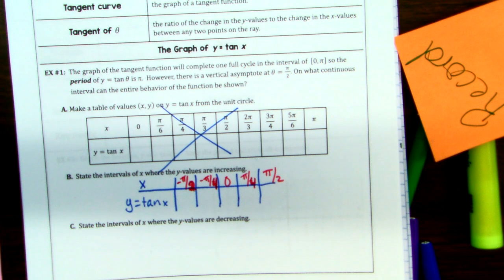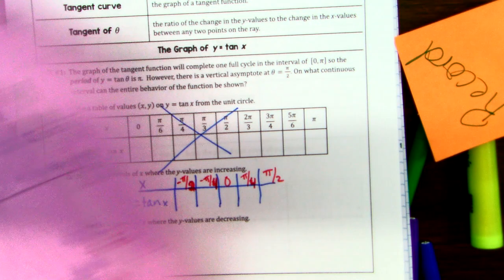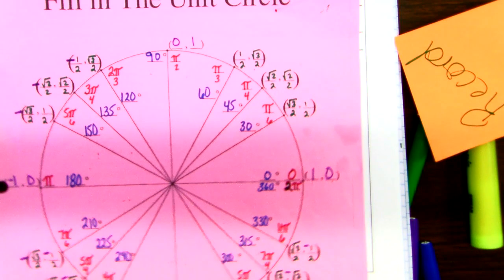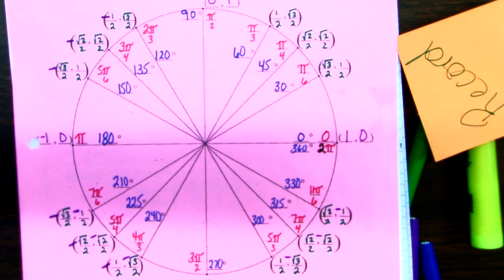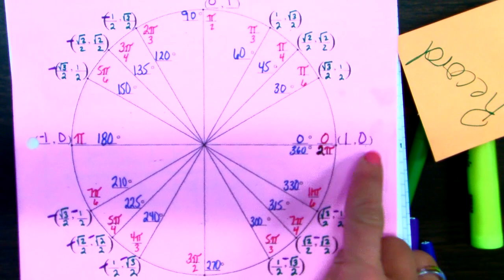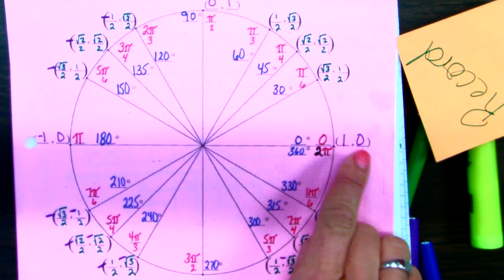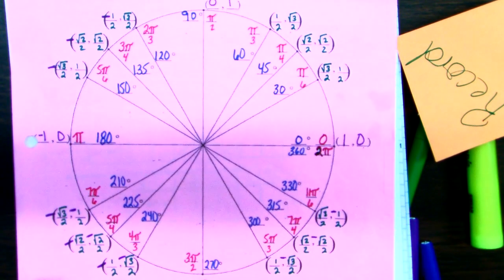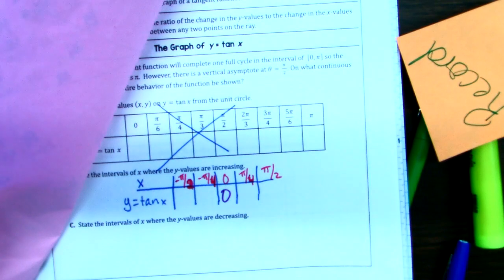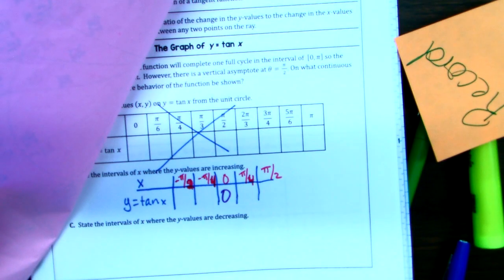So let's talk about what the tan values are at these thetas. Let's start with 0, okay? So let's look at the unit circle. As I said, tan is y over x, or sine over cosine, so that's 0 over 1. At 0, the tan is 0 over 1. 0 on top is just 0, right? 0 over 1 equals 0. So tan at 0 is 0.